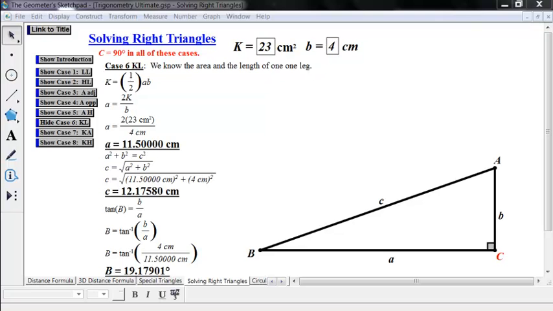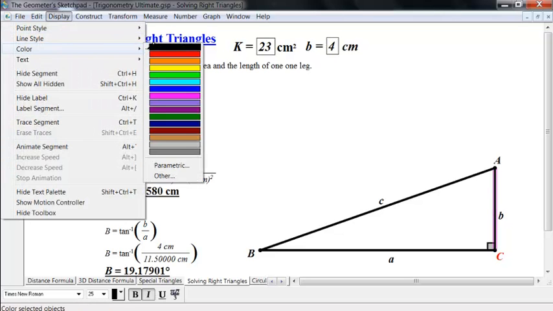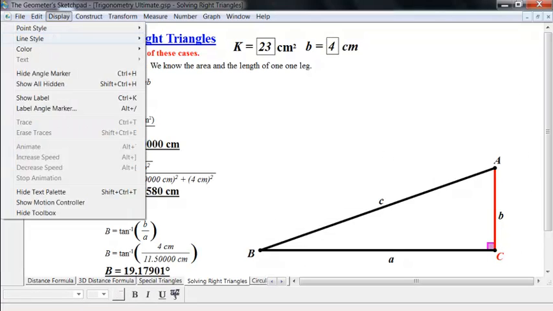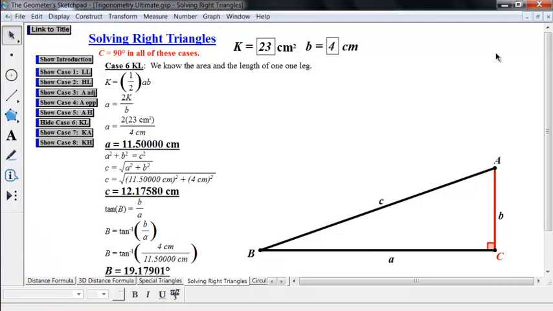Notice that the area is 1/2 a times b. So we can easily solve that for side A, say if we know side B. So this one we know side B here. Let's go ahead and make that red to show that we know that side. And of course we know the right angle here. We always know that. And then we know the area of 23 square centimeters.